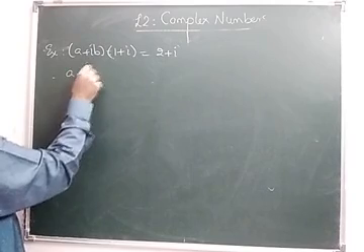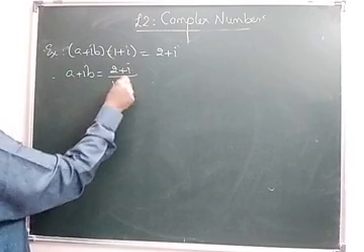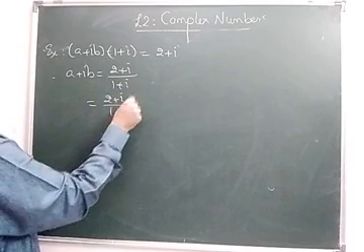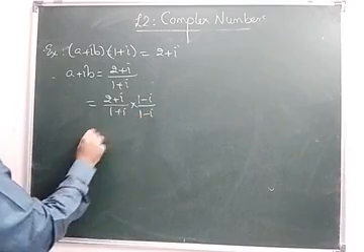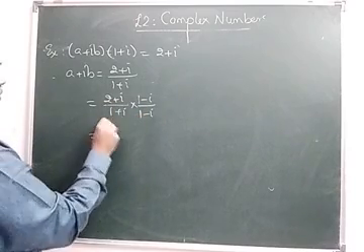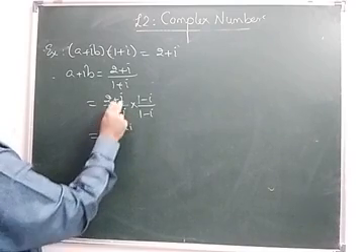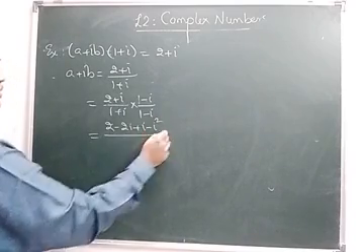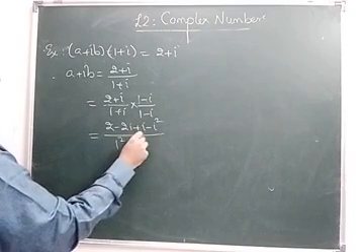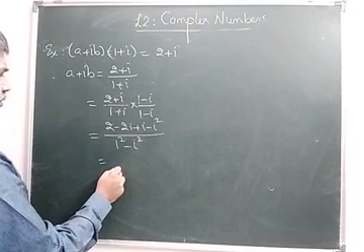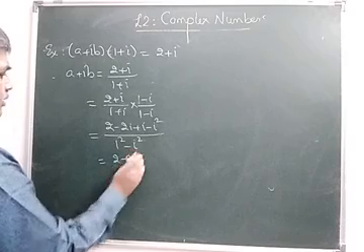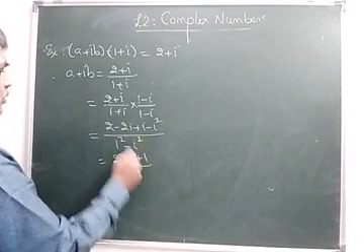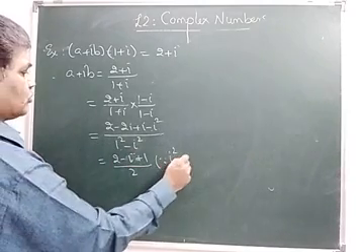Therefore a plus ib is equal to 2 plus i upon 1 plus i, which is equal to, multiplying numerator and denominator by the complex conjugate, 1 minus i upon 1 minus i. This gives 2 minus 2i plus i minus i square, and the denominator is 1 square minus i square. But i square is minus 1, so we get 2 minus 2i plus i, and minus i square is plus 1, upon 2.